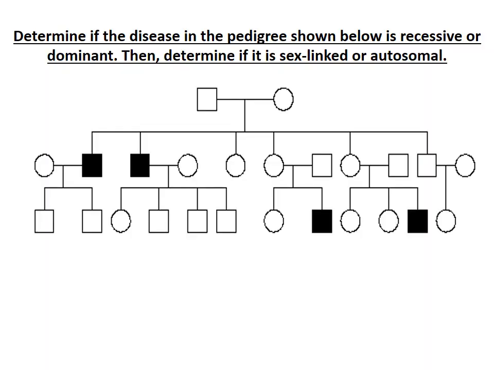Here you have to figure out if the condition is recessive or dominant, then figure out if it's sex-linked or autosomal. So pause the video, try it yourself, and then come back and take a look with me to see if you have the right answer. I'm going to start off with recessive versus dominant. Right away I can see healthy parents, sick kids, recessive. So let me take a look if it's sex-linked or autosomal now.